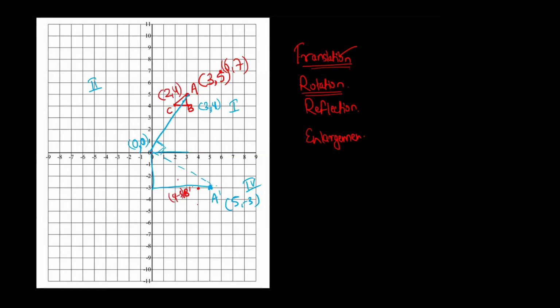C dash is gonna be 2 steps down and then 4. That's gonna be 4 and minus 2. So this is your triangle, right? We did a 90-degree rotation in the clockwise direction. Again, the shape is same, size is same. Is there any change in the size? No. Only the orientation has changed, isn't it?